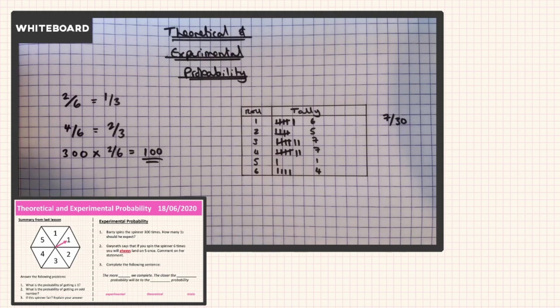Now, the next question, Gwyneth says that if you spin the spinner 6 times, you will always get a 5 once. Well, that could happen, but that's probably not going to happen. There's a chance of it happening, but it will definitely not always happen, right? Because the number of trials is very low. 6 times is not a big number of trials, so she's not correct in this statement. Her statement is incorrect. It could happen, but it probably won't happen.